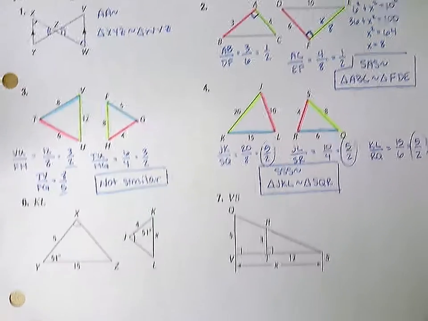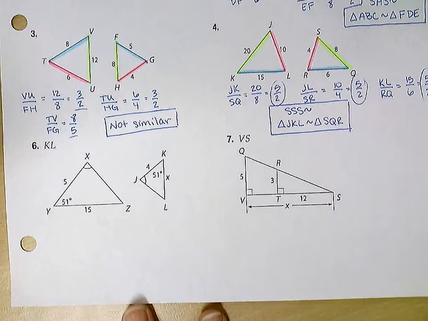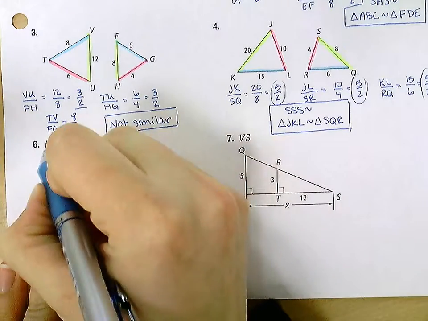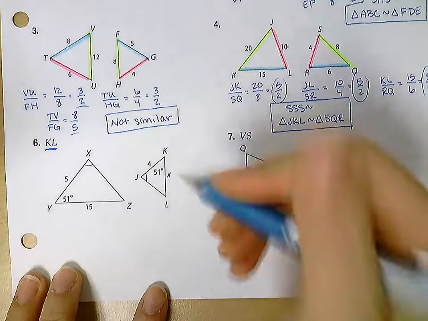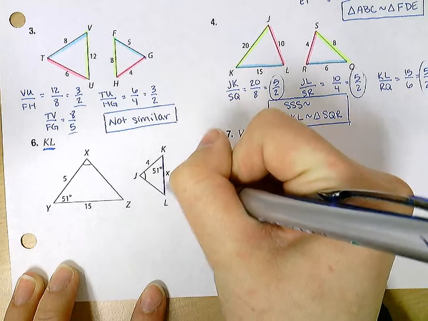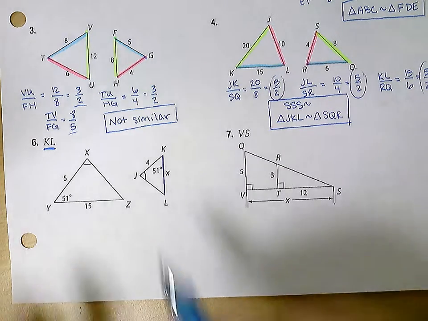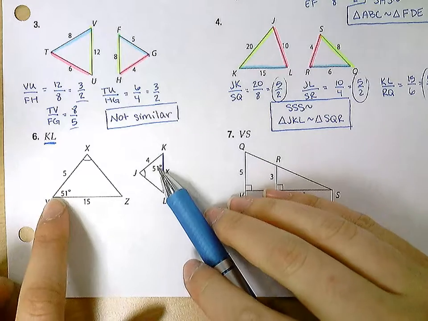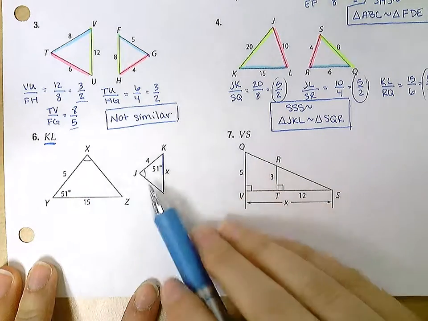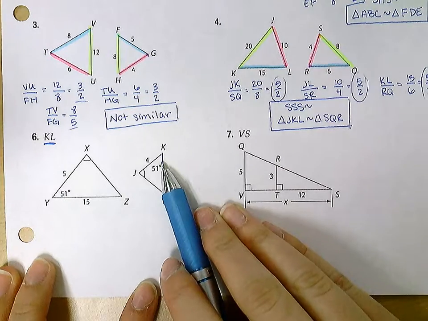All right, then looking at numbers 6 and 7 here. In number 6, we want to find KL. So KL is this length right here where X is. So the first thing I want to do is make sure that these 2 triangles are similar. So they are similar by angle, angle similarity. So angle X and angle J are congruent, and angle Y and angle K are congruent.